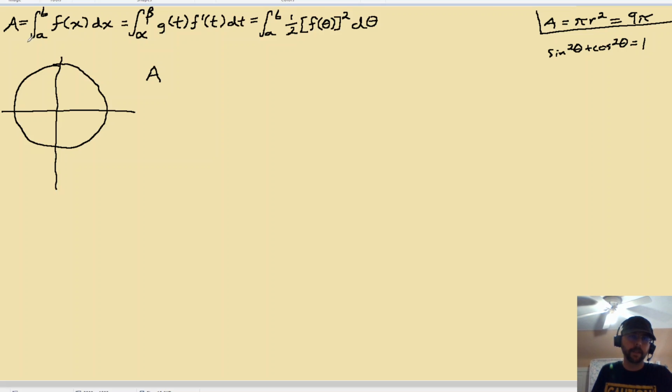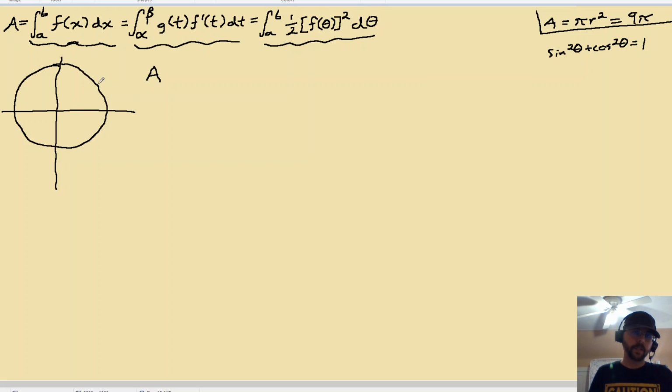oh, and by the way, this is for Cartesian coordinates. Area equals integral from a to b of f(x) dx. This is for polar coordinates, which we're going to go over next. Area equals the integral from alpha to beta. You could have still called them a to b. They just called them alpha and beta to help make it easier to remember the distinction between the two, of g of t times the derivative of f of t dt. And this last one then will be in polar coordinates. The integral from a to b of 1/2 f of theta squared d theta.